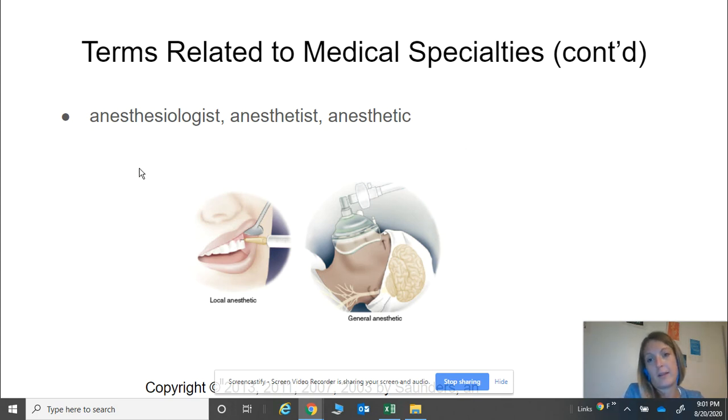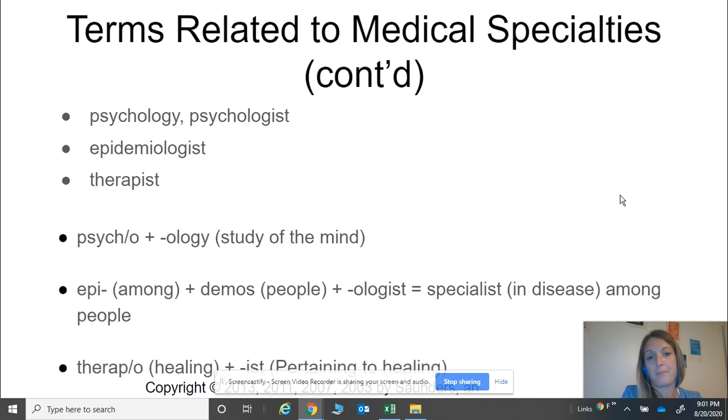Anesthesiologist, we kind of talked about already. It's the removal of that sensation. Psychology and psychologist we mentioned. Epidemiologist, directly translated: epi as a prefix means among. Demos means people. Ologist is your specialist. So it doesn't really just mean you're a specialist among people. They're actually studying disease transmission among people. They're also doing a lot right now, seeing if our masks work, seeing how COVID is spread so that we can prevent it. And then therapist, so therapo actually just means healing.